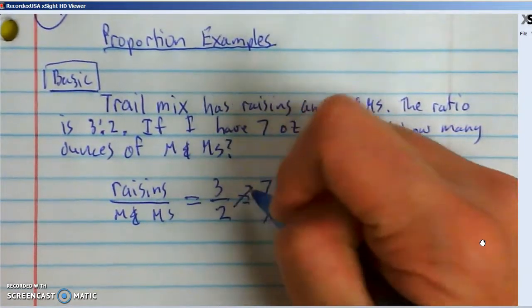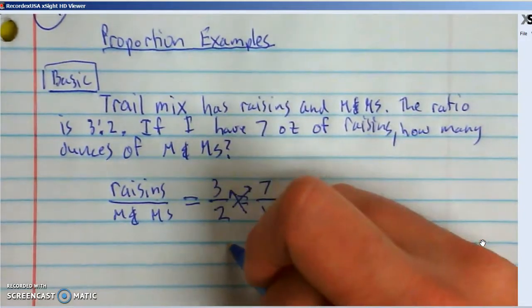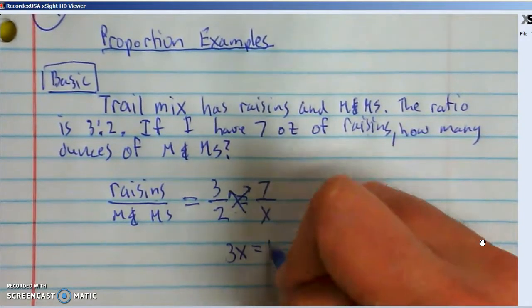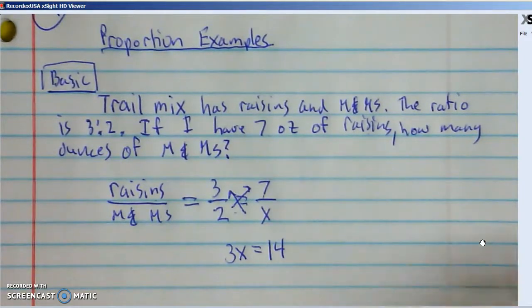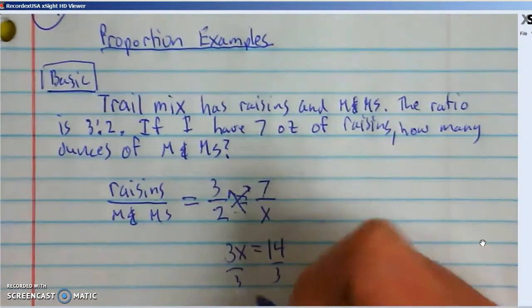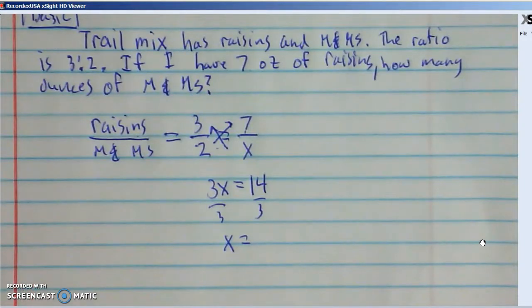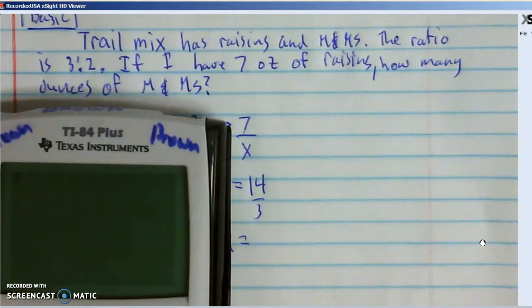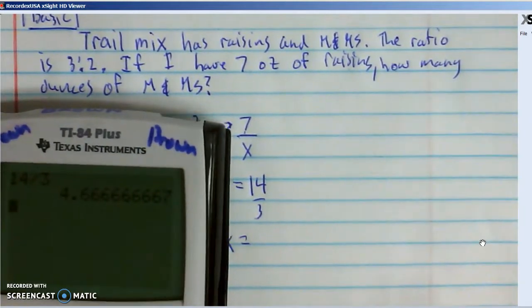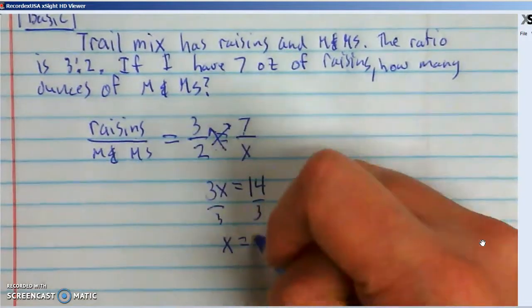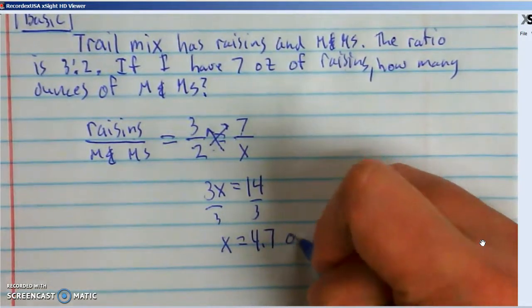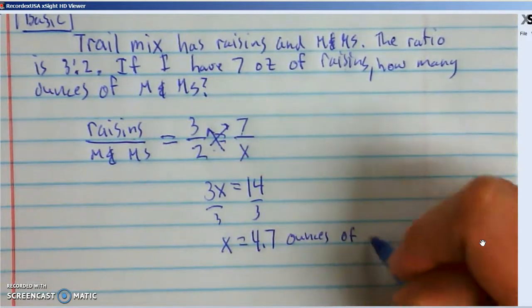So we're going to cross multiply. And we get 3x equals 7 times 2, which is 14. Then we divide both sides by 3. And we get x equals 14 divided by 3. Get your notebook out. Doing notes on page 19. So we're doing 14 divided by 3. That's 4.6. We'll just round it to 4.7. So 4.7 ounces of M&Ms.